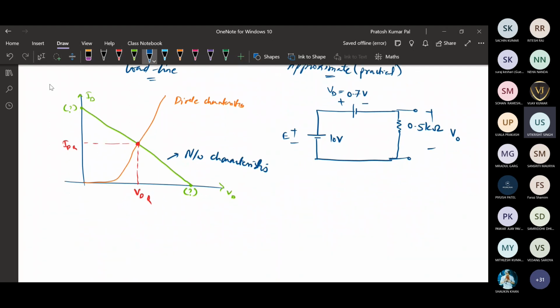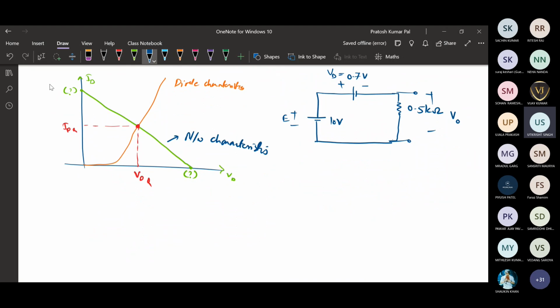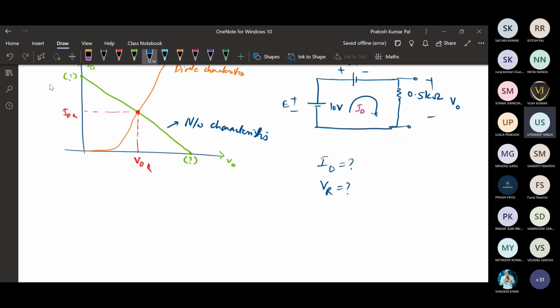So this will be the approximate analysis. From there, we need to find out the value of ID, the current flowing through this circuit, and also the voltage drop across the resistor. We also need to find out the current flowing through this resistor, IR. So ID will be equal to IR, because there is only a single circuit component.